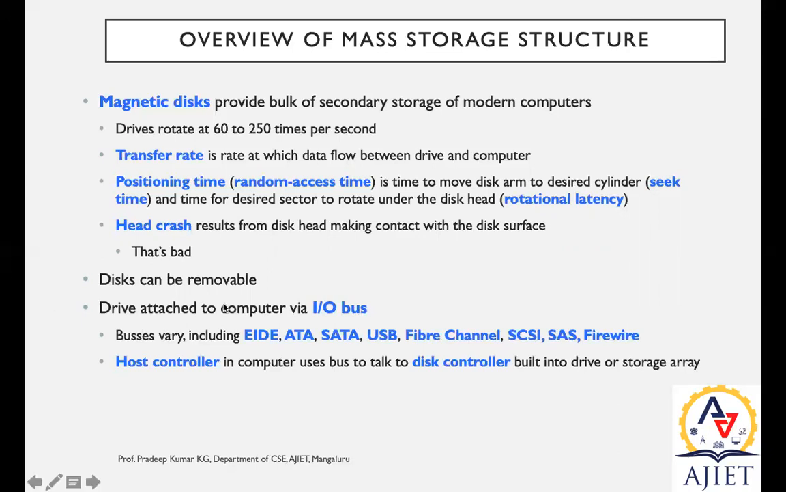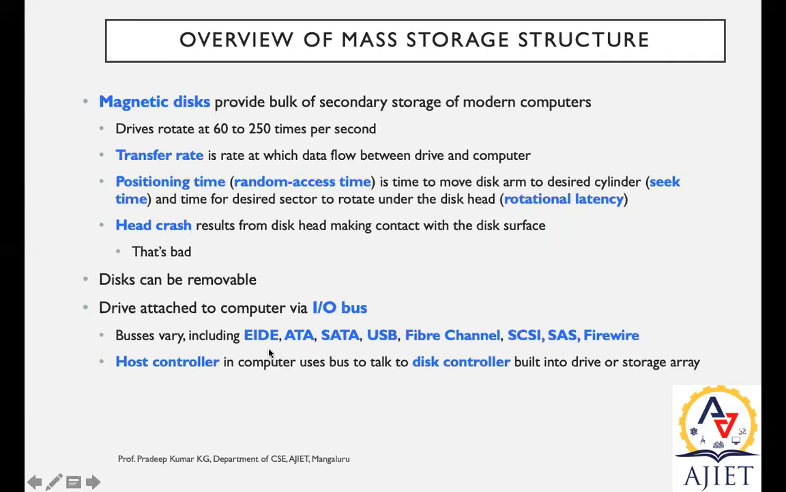So now disks can be removable. You can remove the disk: floppy disk, pen drive, CD drive, DVD. All these can be removable. They are supposed to be attached to a computer. That disk can be attached to a computer via the IO bus, input output bus. If you are installing your disk drive within a computer, in the CPU box, then we need an IO bus.